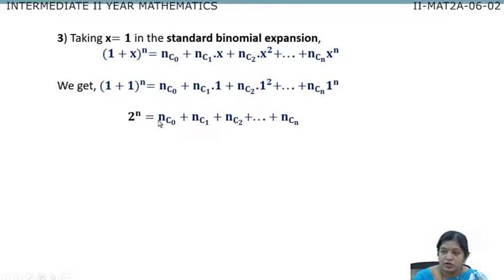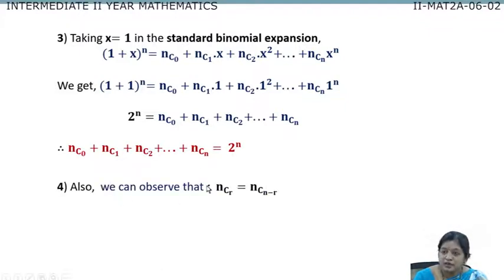So, 2 power n is equal to nc0 plus nc1 plus nc2 plus so on up to ncn. Or you can write this as nc0 plus nc1 plus nc2 so on up to ncn is equal to 2 power n. That is, when we add all the coefficients, what we will get is 2 power n. The sum of all the coefficients is 2 power n.